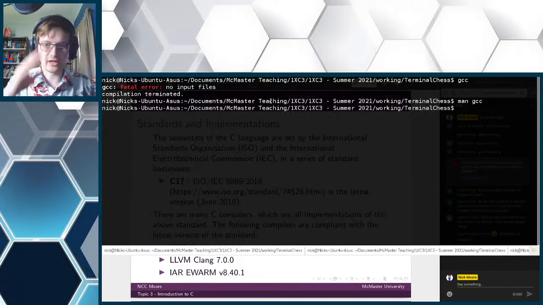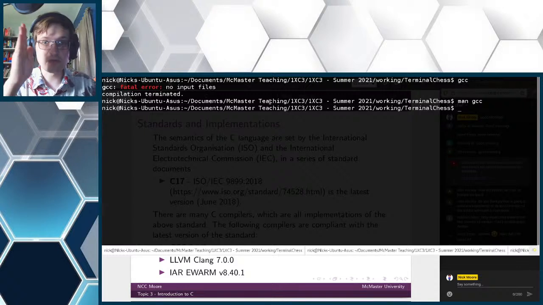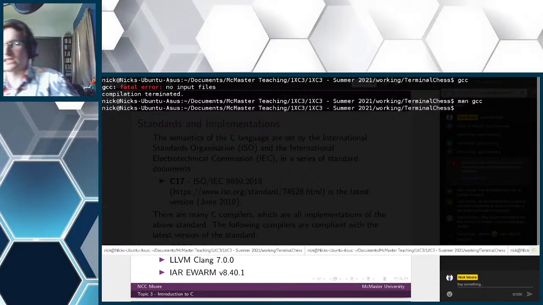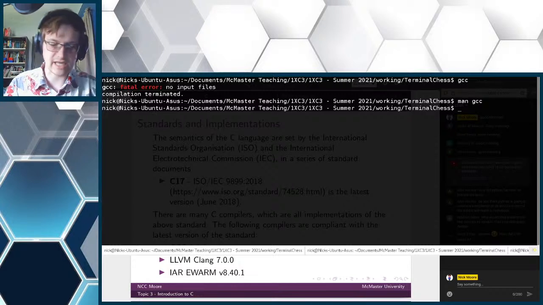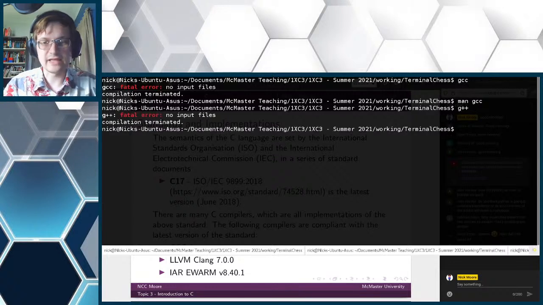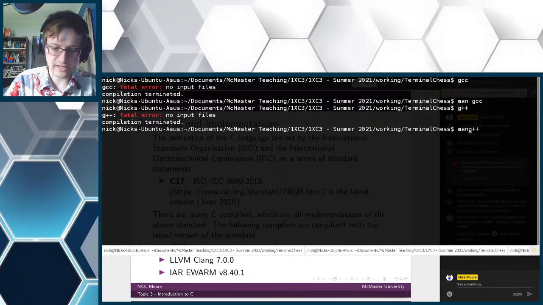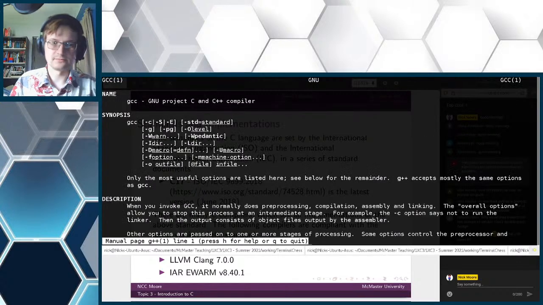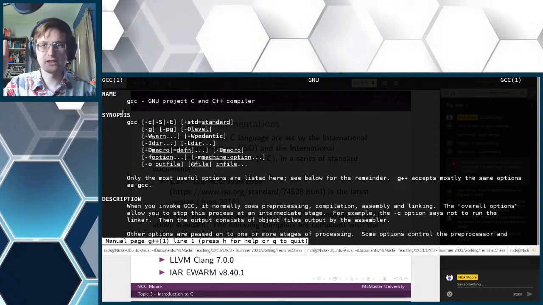Just a quick note: if you think you're going to be clever and write a C++ program and then try to feed it into GCC because it says it can take it, it can't. In order to compile a C++ program, do G++. That's the way you specify the C++ mode on GCC.